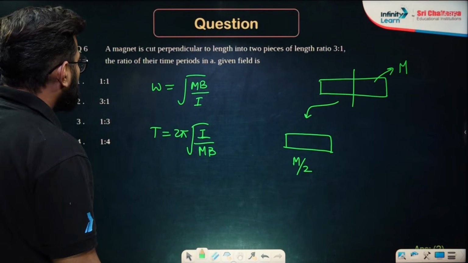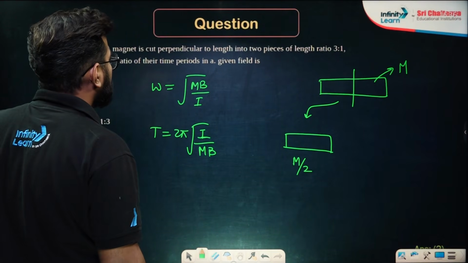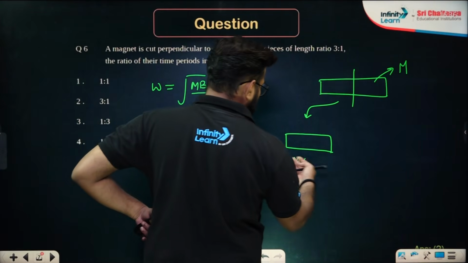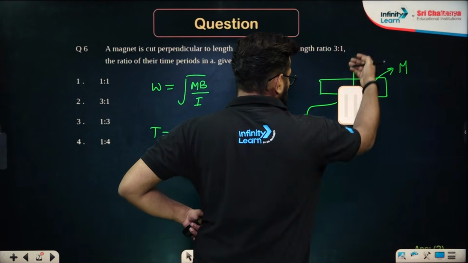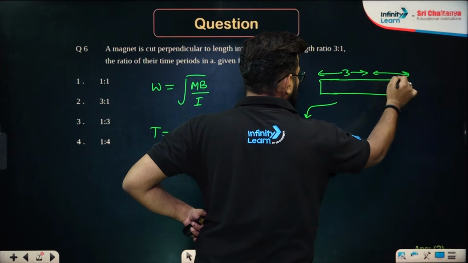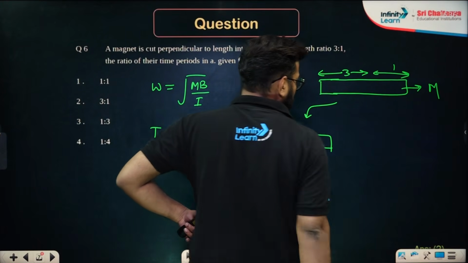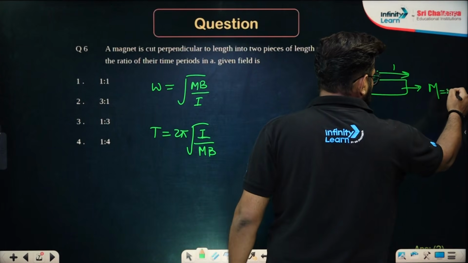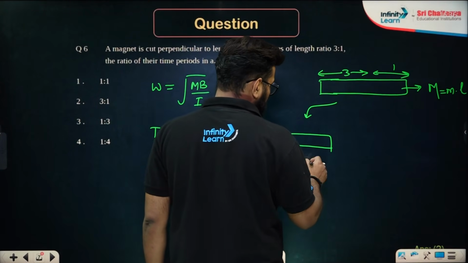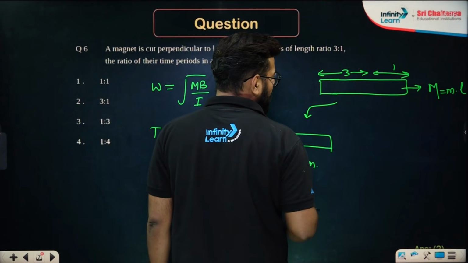Not only this, the moment of inertia is also going to change. The magnet is cut perpendicular to length into two pieces of length ratio 3:1, not half. So let's say this length is 3 and this is 1. The magnetic moment, let's say, was capital M, which is equal to the pole strength times the length L. Now the M1 over here will be equal to the pole strength times the L value over here, which is going to be L.